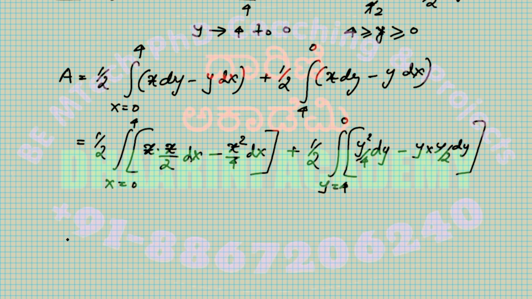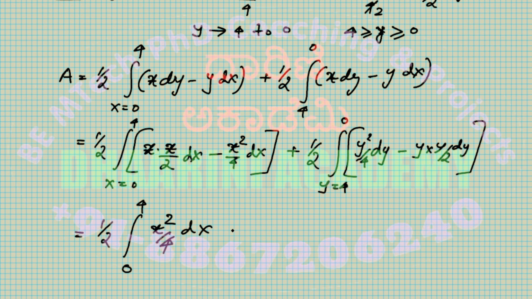Now you see you can do both the integrations together. So ultimately you want to solve now. This is 0 to 4. What's the first term? X square by 4 minus x square by 2. Minus, sorry, x square by 2 minus x square by 4. That is simply x square by 4 itself. Correct?